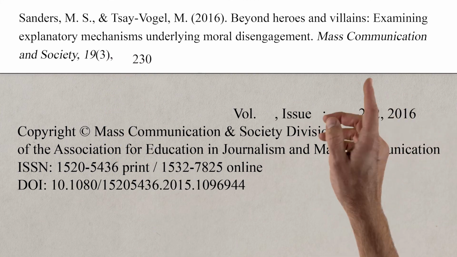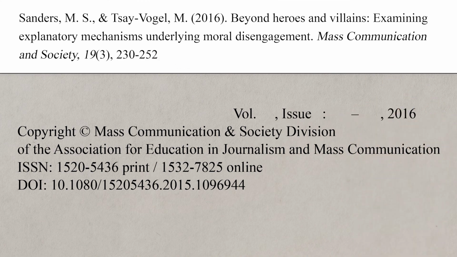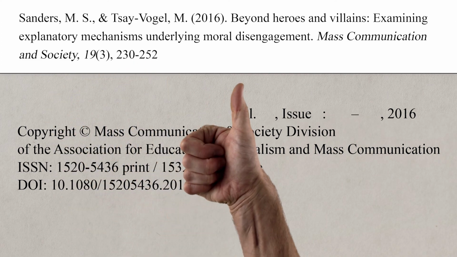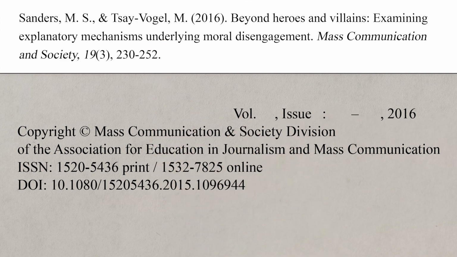Start page, 230, hyphen, end page, 252. No PP or the word pages. Everything after the journal title should be a string of numbers and punctuation. Clean and simple. Then a period at the end to show the section's finished.